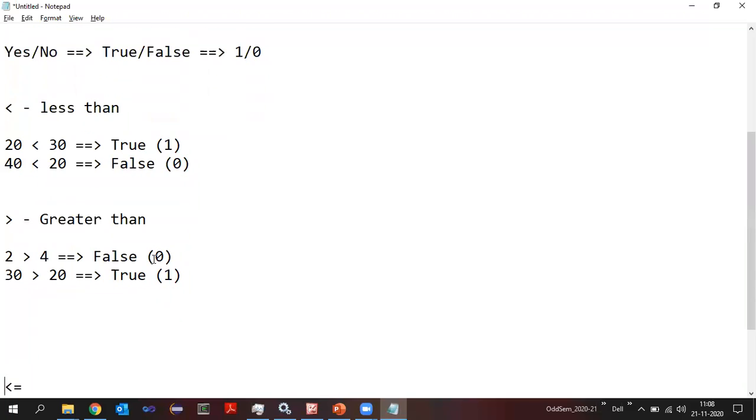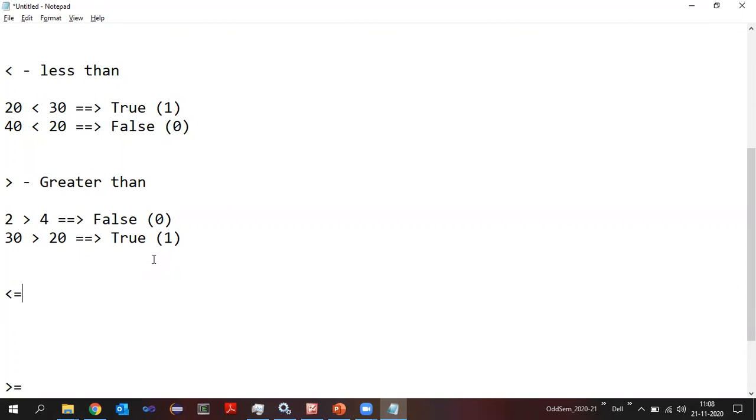Then the next operator is less than or equal to. Let's go through this one. Take the example 3 less than or equal to 3. What will be the result here? Either the first operand can be less than the second operand, or it can be equal to the second operand. You may notice that 2 different symbols are used: the less than symbol and the equal to symbol.